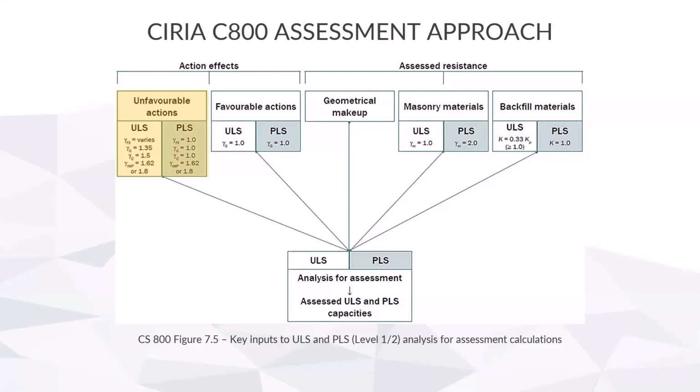However, as we're using endurance masonry strengths rather than peak masonry strengths, and the backfill behavior doesn't include the effects of passive pressures, then you can see that the resistances are modified to account for this in the PLS analysis. So we have a higher value on the masonry strength, and we have K is 1 rather than 0.33 kP for the backfill pressures.